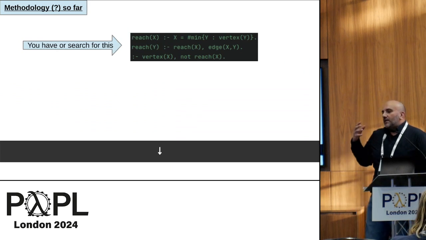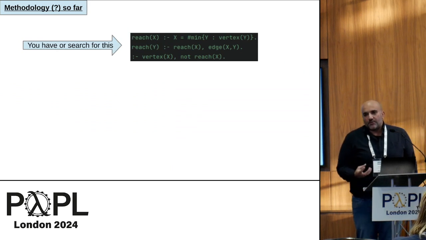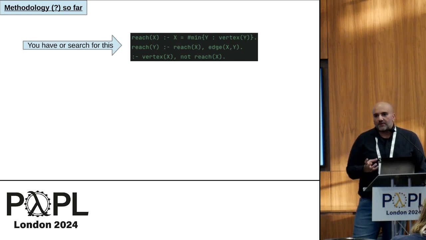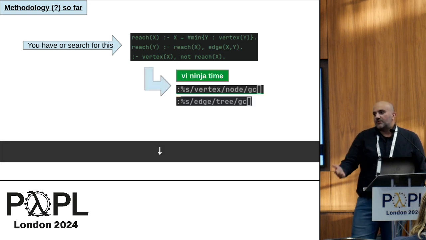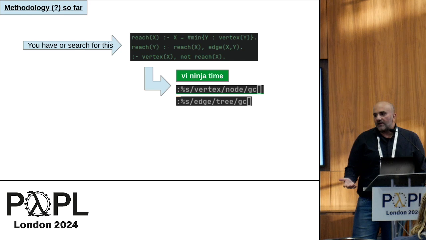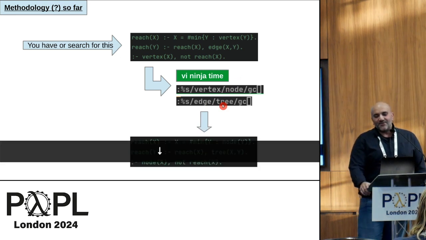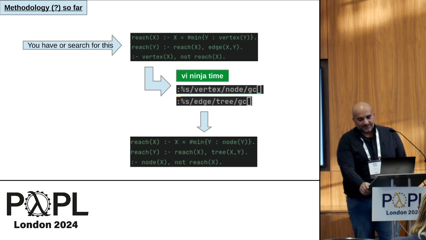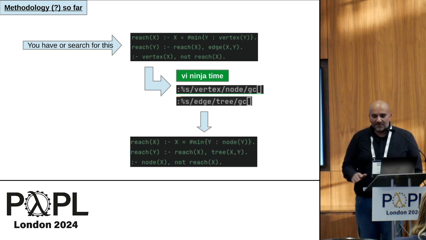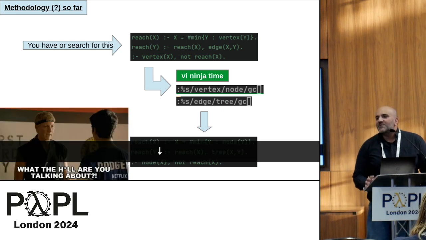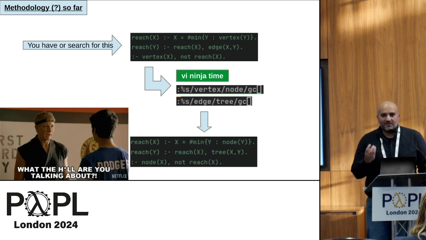Now, if there is a methodology in ASP at the moment, it is that you search for a similar problem. If you are lucky, you can find one, and then you start to do what? Some regular expression or manual renaming to map the predicates and say, okay, instead of vertex, I use node, instead of edge, I use tree. That's very, very dangerous. And you end up with something like this. Okay, your dream program, but obviously that's a wrong way to code.